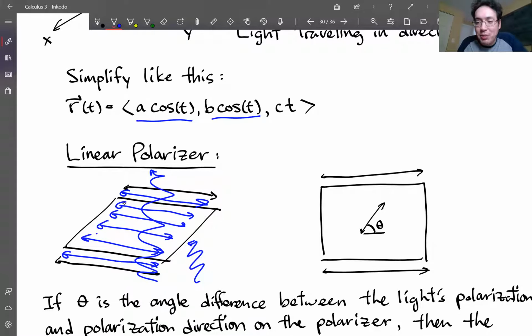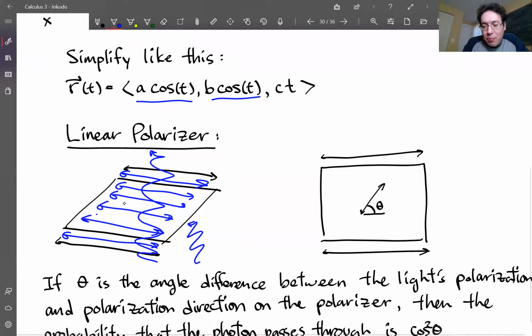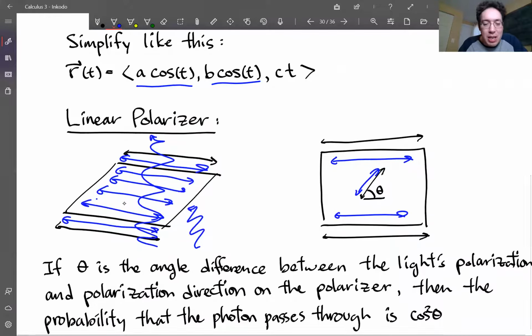What happens in between? So let's say the directional polarization is horizontal like this, and light that's polarized at some kind of diagonal angle tries to pass through. So then what happens? If you have angled polarization like this, what happens is that it might pass through or it might not. So there's some probability associated with this. So what is the probability?